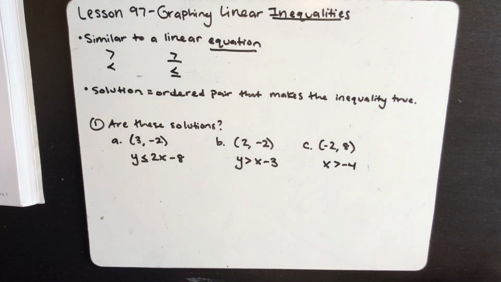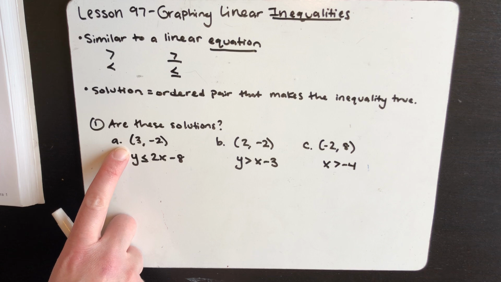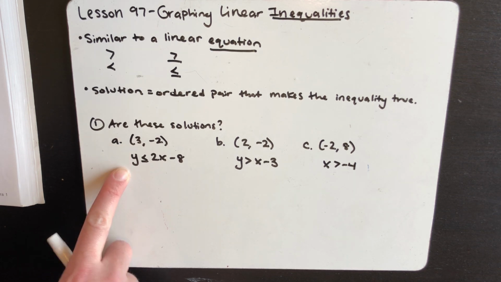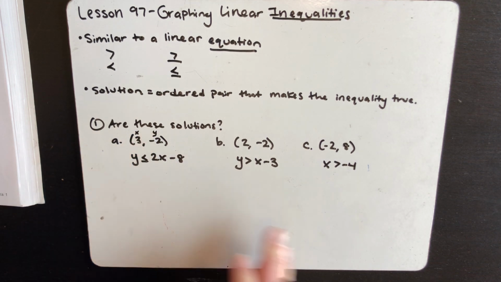In order for something to be a solution to these linear inequalities, it's going to be an ordered pair that makes the inequality true. So let's look at three examples. Are these coordinates or ordered pairs solutions to these linear inequalities? So in A, our ordered pair is 3, -2, and we want to know if that's a solution to this inequality. So anytime we have an ordered pair, it goes x, y.